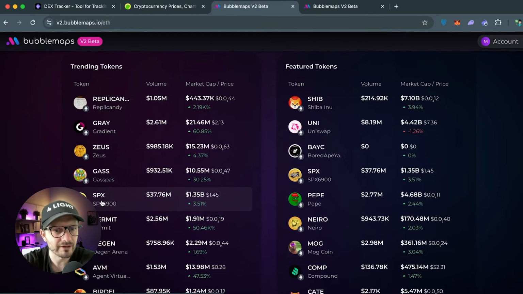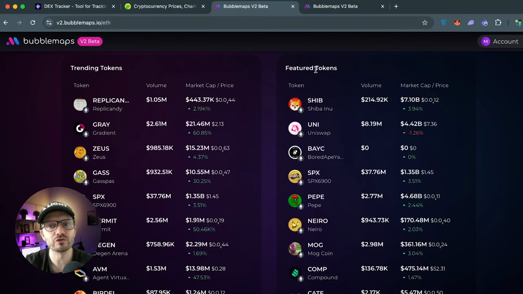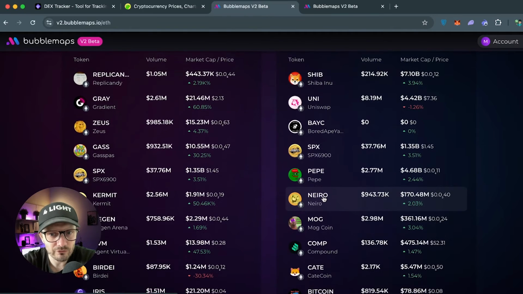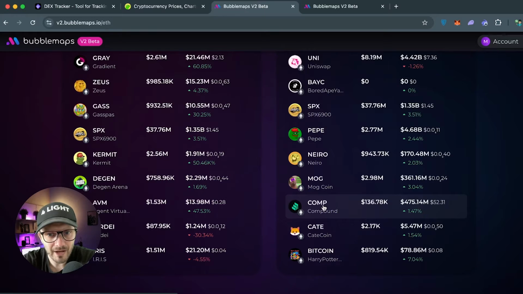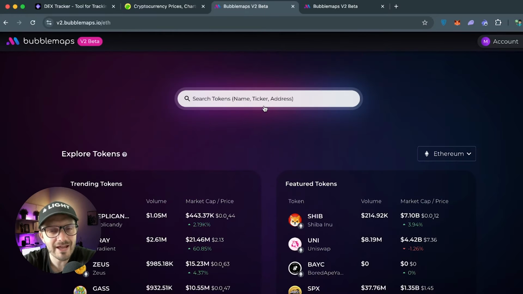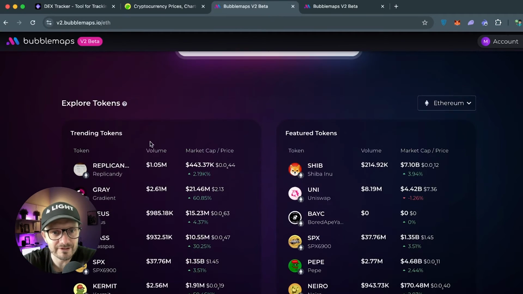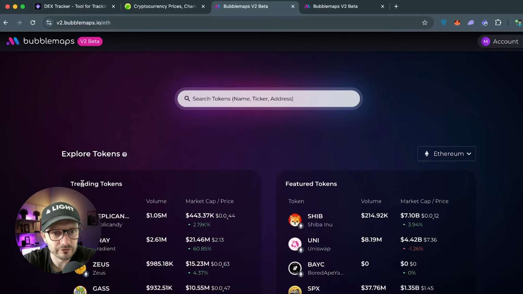Here we have trending tokens on Ethereum from the meme sector. Some of them, like SPX, I guess you already know. You can check by market capitalization, by price, by volume. And here's a future tokens tab. These are the most popular tokens in general on Ethereum: SHIB, Pepe, Neiro, MOG, Compound. Here's a tab where we can paste any token contract.